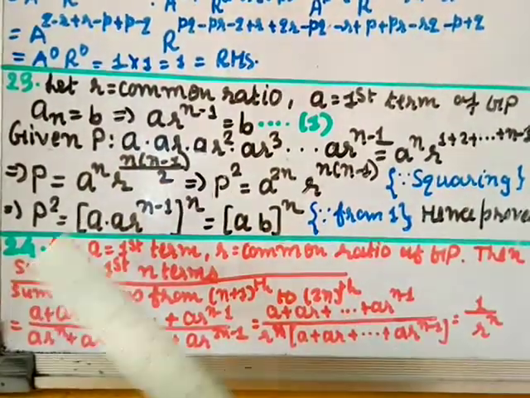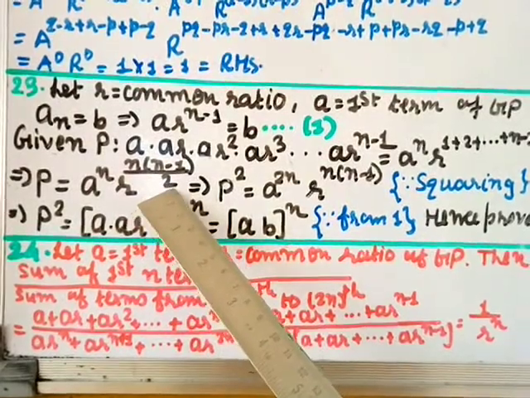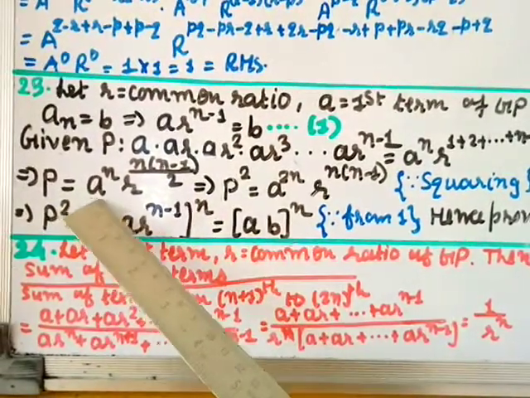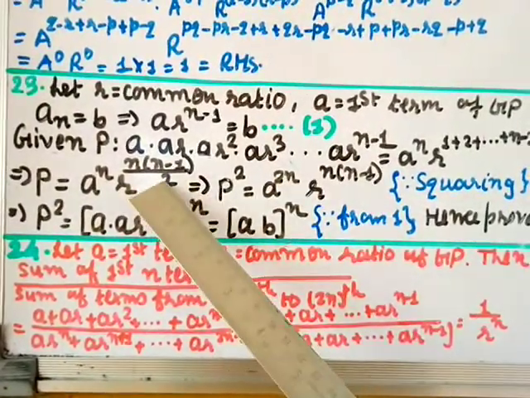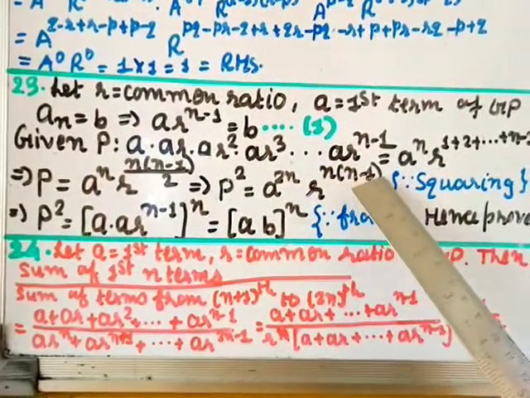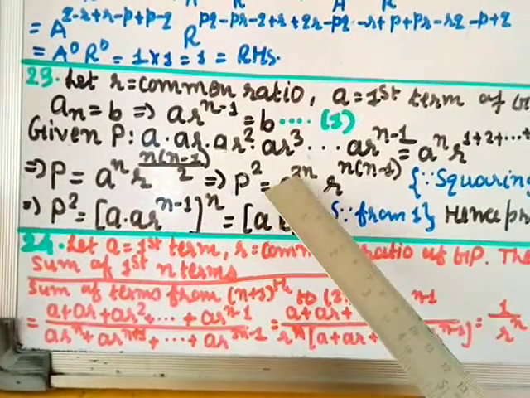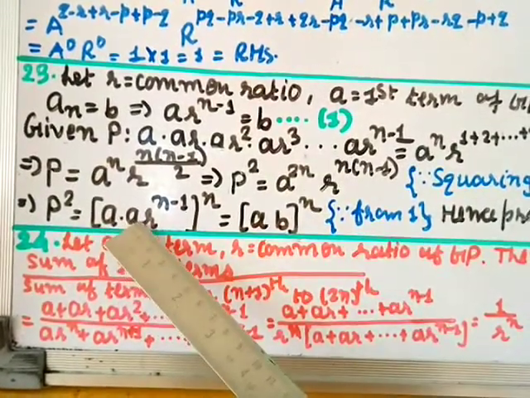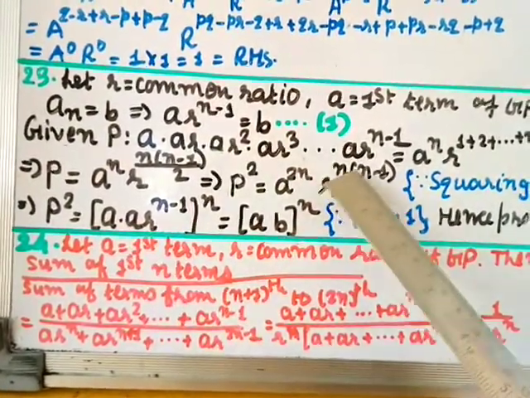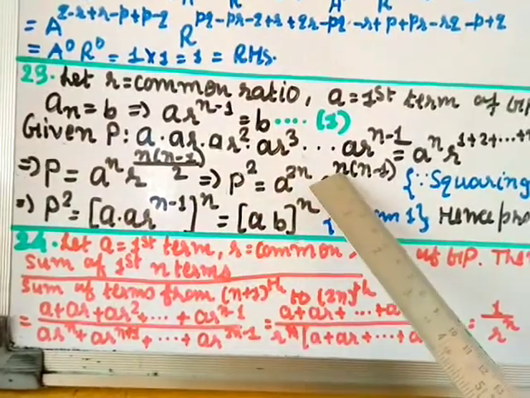Okay, square on both the sides in order to cancel these two. So P square equal to A power 2n, and R power, this 2 and 2 will cut, so you get here n into n minus 1, squared on both the sides. Okay, so you get here P square equal to A power 2n, so you can write A into R power n into n minus 1, so n minus 1, and this n power taken out.